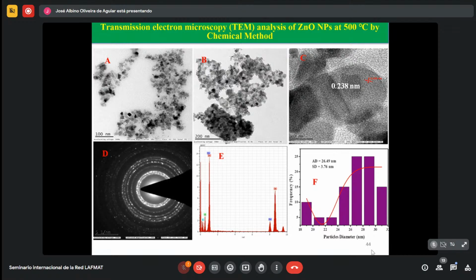D represents the SAED pattern of the material. It shows the polycrystalline nature, and F represents the histogram of the particle distribution. It shows the average diameter is 26 nanometers. It is very close to the XRD result. Yeah, next.